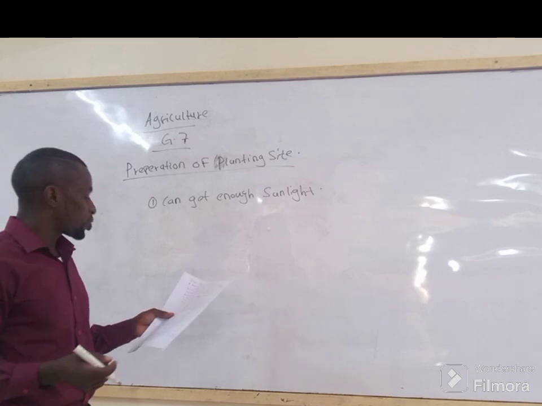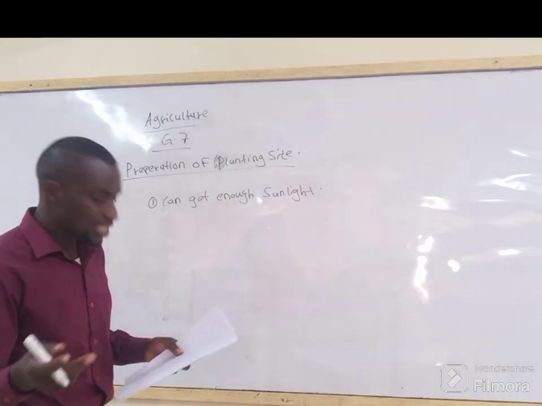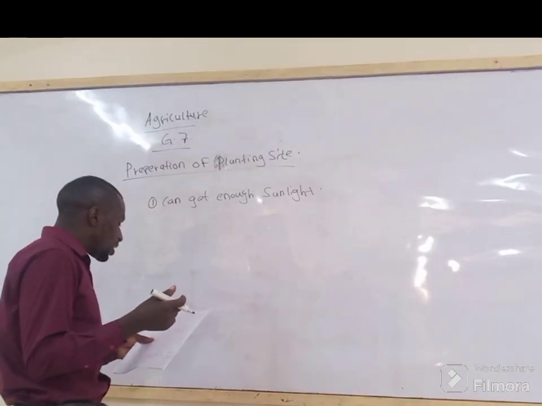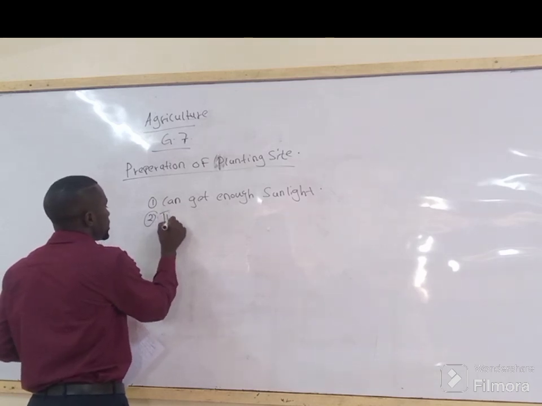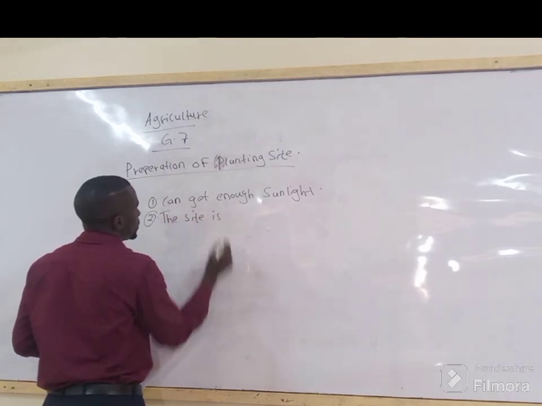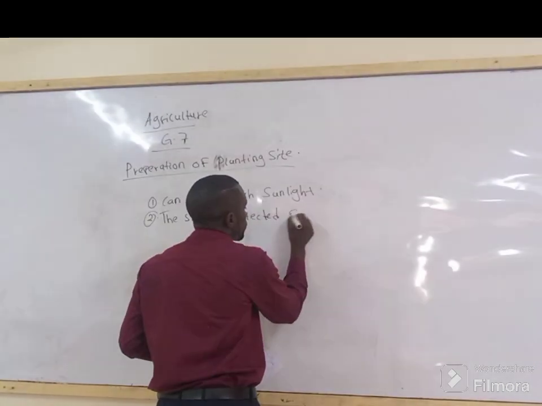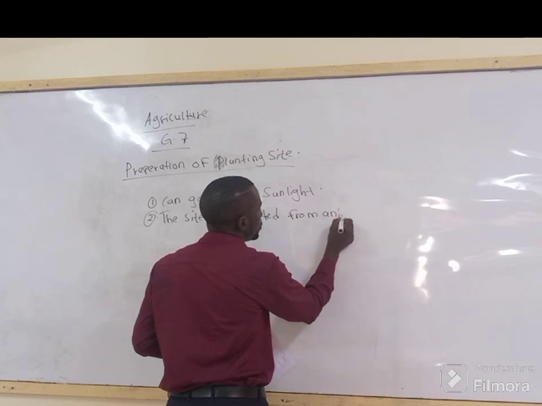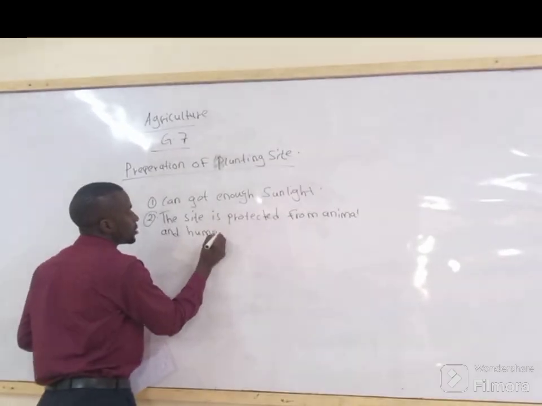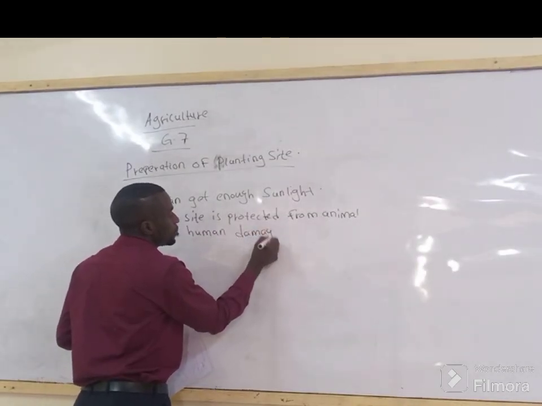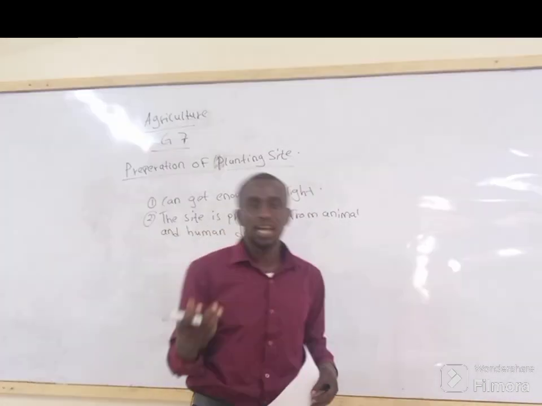And then the second one is that you make sure the place you are selecting is protected from animal and human damage. You know, animals and human beings are known to destroy crops or plants.